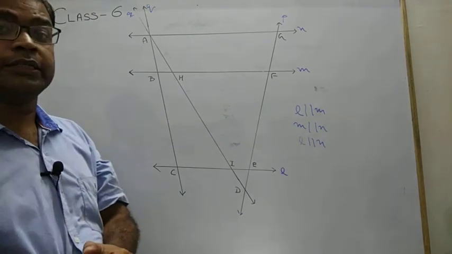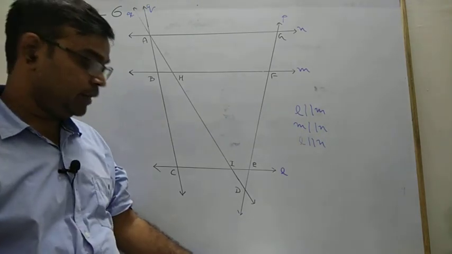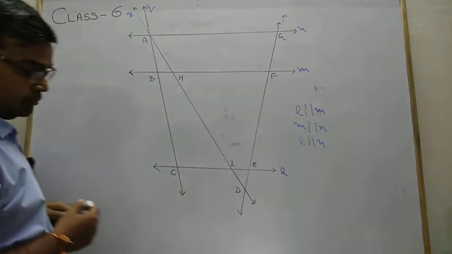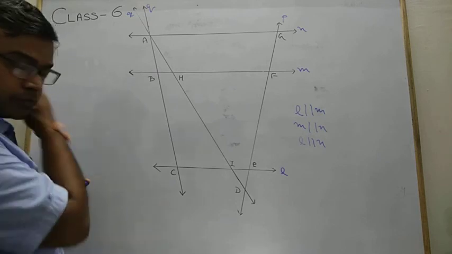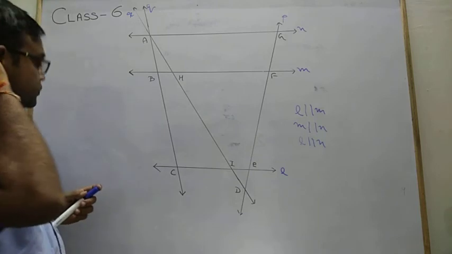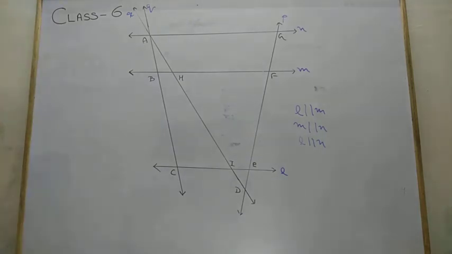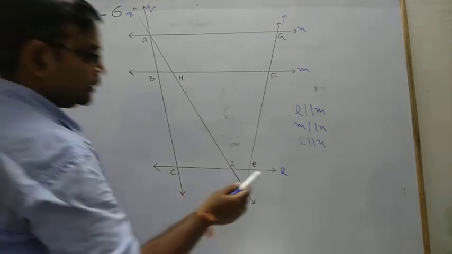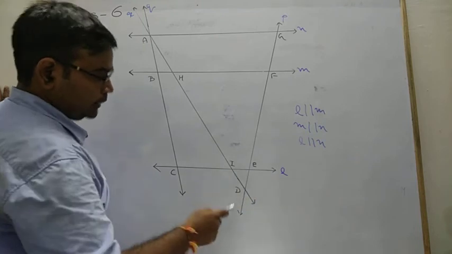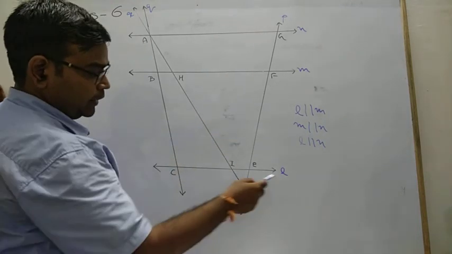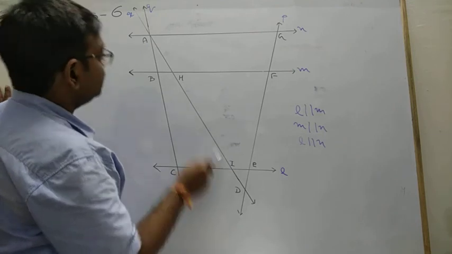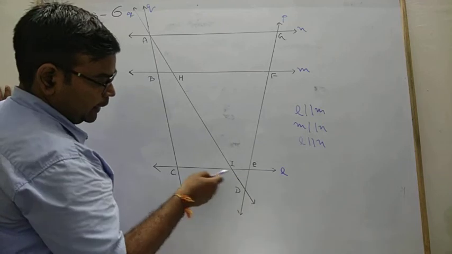All pairs of intersecting lines. Now, we have six lines. Intersecting lines means where they are intersecting. So at an intersecting point, the lines may be two, maybe more than two. So let's discuss. You can see that at this point, line L and line P intersect, the first pair. Then at the point I, line R and line L intersect.